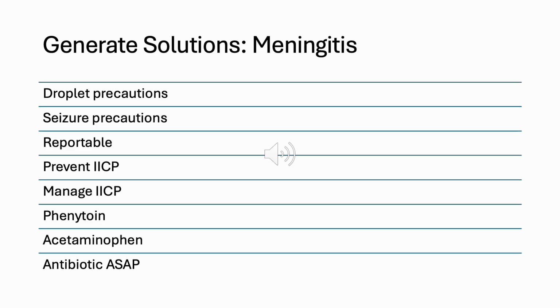Okay, generating solutions. Anybody that has meningitis, hopefully you can get a private room. They need droplet precautions, so recognize it early so you can get them away from other people. Seizure precautions for basically all the brain injuries that we're talking about. It is reportable to the public health department. You want to prevent increased intracranial pressure, and if they do get it, you want to manage increased intracranial pressure. They're probably going to be on some kind of anti-seizure medication like phenytoin. They'll need acetaminophen, and an antibiotic as soon as it becomes available has to be a priority with bacterial meningitis because you need to try to halt the production of the bacteria.